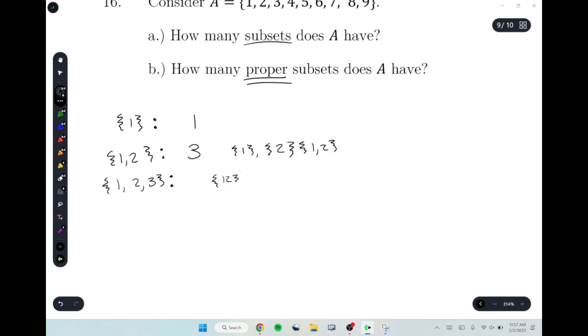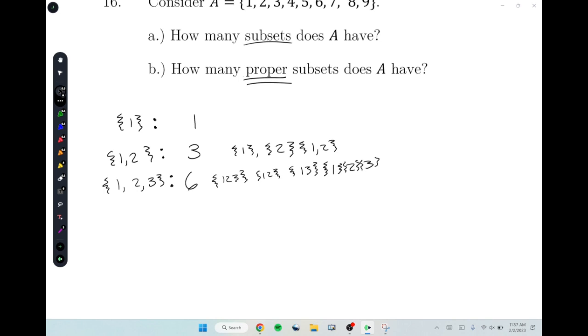We're going to have {1}, {2}, {3}. We're going to have {1, 2}. We're going to have {1, 3}. And we're going to have {1, 2, 3}. All right? 1, 2, 3, 4, 5, 6. So we got 6. Interesting.